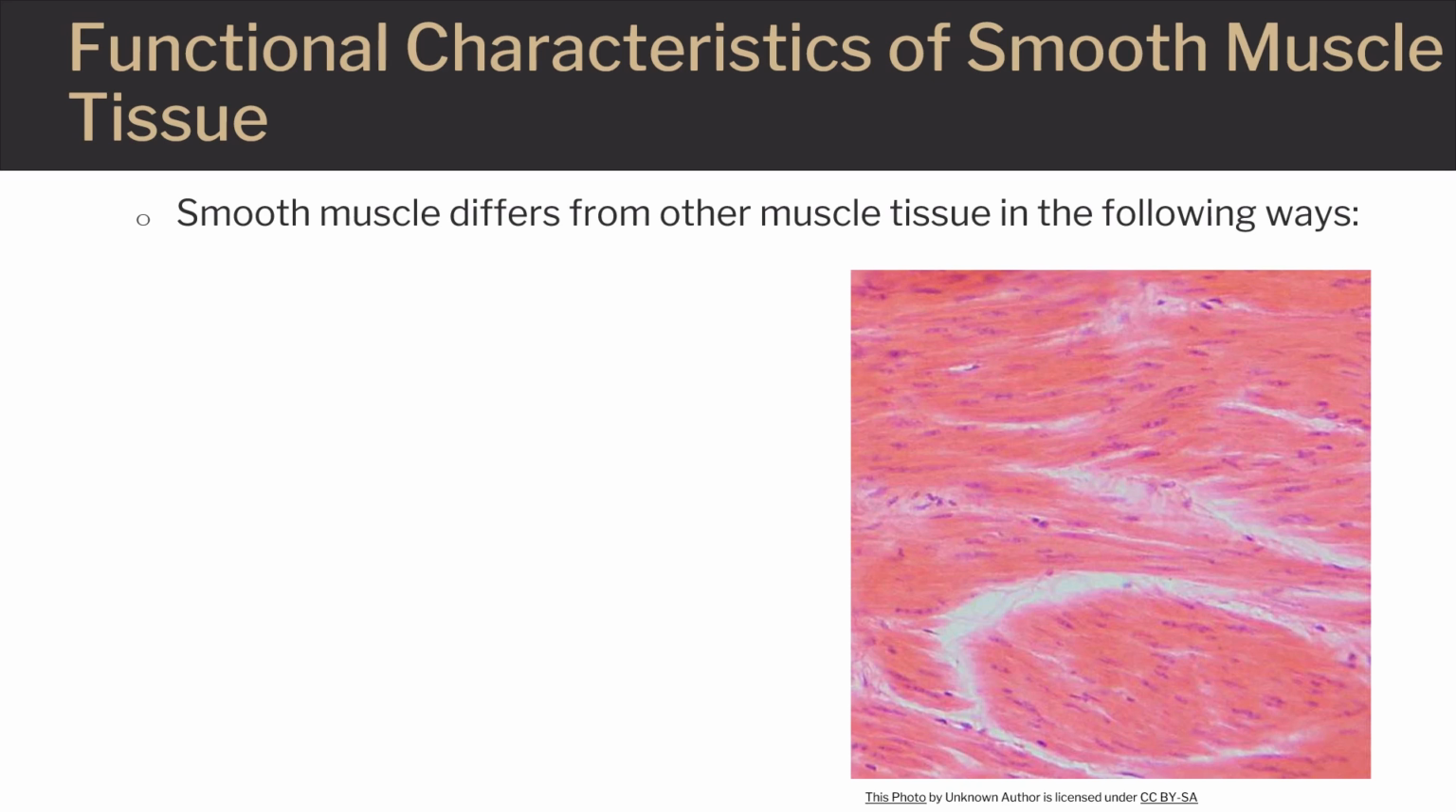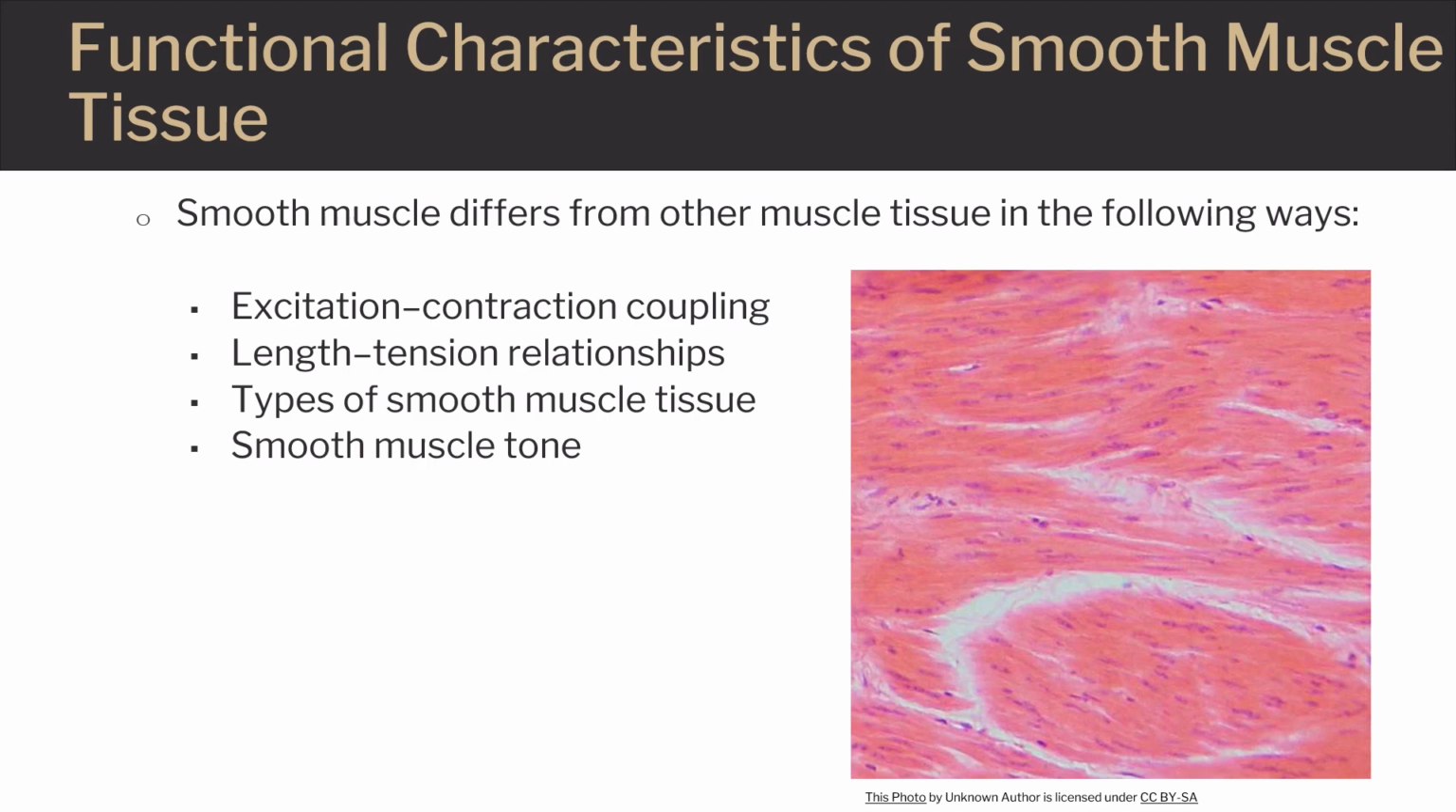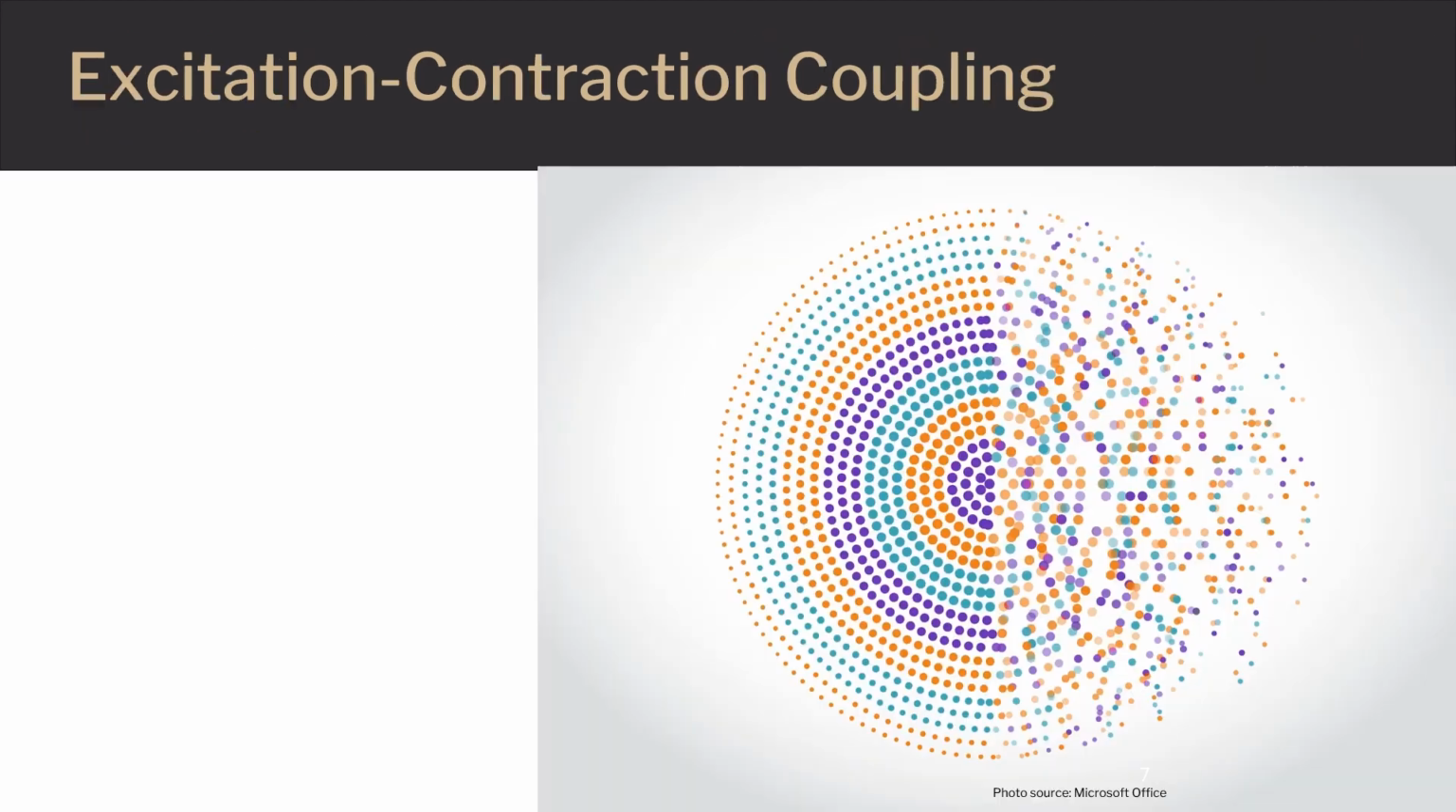Smooth muscle differs from other muscle tissue in several ways: excitation-contraction coupling, length-tension relationships, types of smooth muscle tissue, and smooth muscle tone. We will review each of these concepts in the following slides. Whereas skeletal muscle contracts only in response to excitatory stimulation by a somatic motor fiber, smooth muscle can be stimulated in a multitude of ways. Some stimuli excite the myocyte, and others inhibit it. Some produce action potentials in the sarcolemma, particularly in unitary smooth muscle, whereas others stimulate the myocyte by non-electrical means. Some smooth muscle has no nerve supply at all.